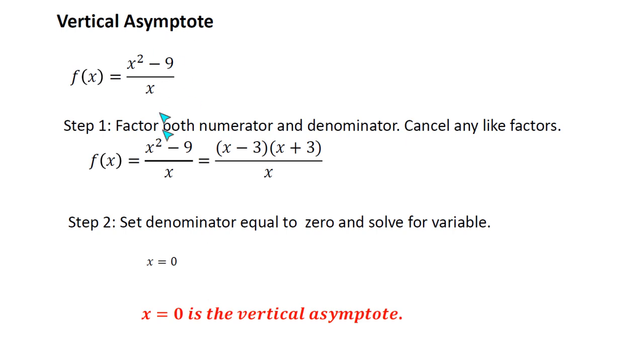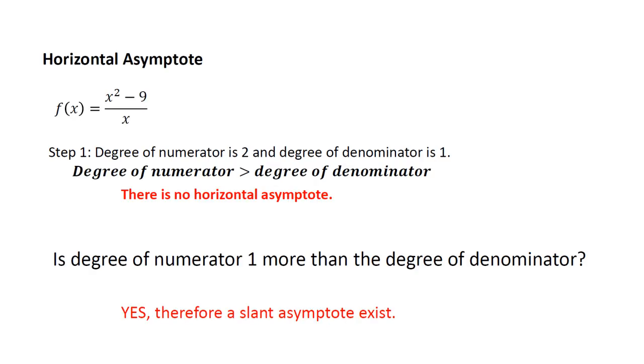And then the asymptotes. So factor both numerator and denominator. So we have (x - 3)(x + 3). There's nothing I can cancel. So my vertical asymptote is x equals 0. My horizontal asymptote: the degree of the numerator is greater than the denominator degree. Therefore, there's no horizontal asymptote. And the degree is 1 more than the degree of the denominator. So there's going to be a slant asymptote.